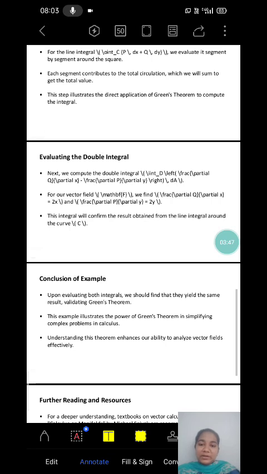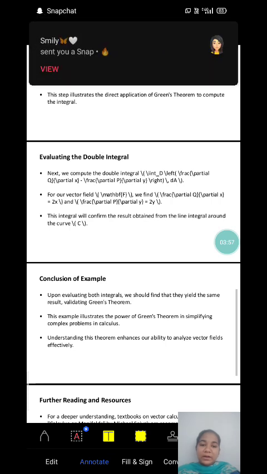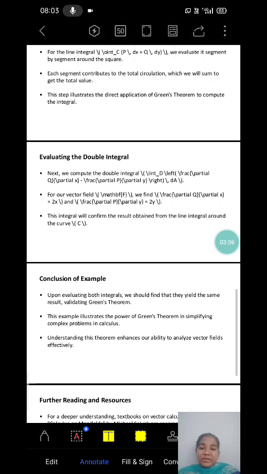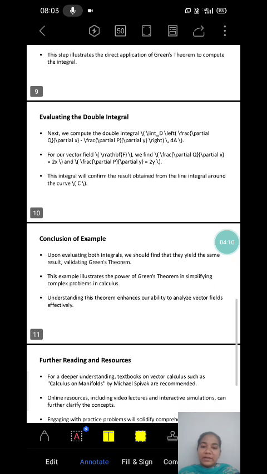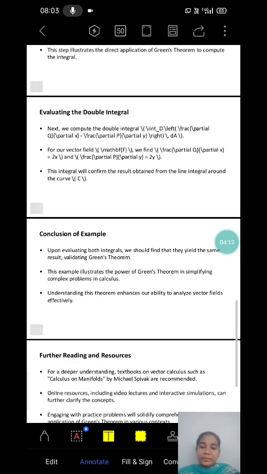Evaluating the double integral. Next, we compute the double integral over D of (partial Q by partial x minus partial P by partial y) dA. For our field, we can find partial Q by partial x is equal to 2x. This integral will confirm the result obtained by the line integral around the curve C.